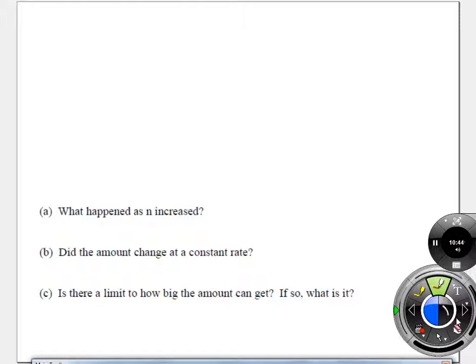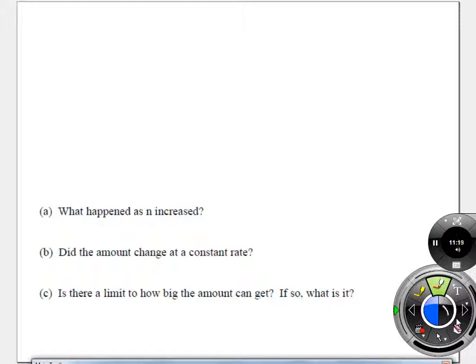Well, let's ask. We kind of answered these questions, but you can write them into your note guide. So what happened as n increased? Ashley? Good. Okay, the value also increased. So yes, the more times you compounded, the more money you did get. Did the amount change at a constant rate? No. Okay. Is there a limit to how big the amount can get?